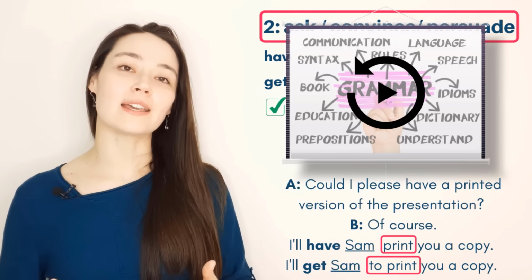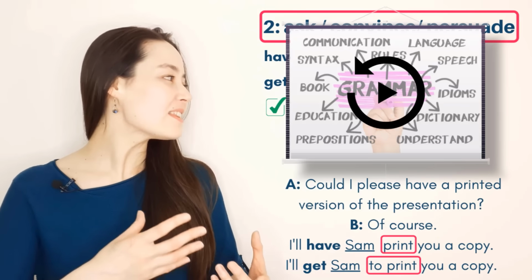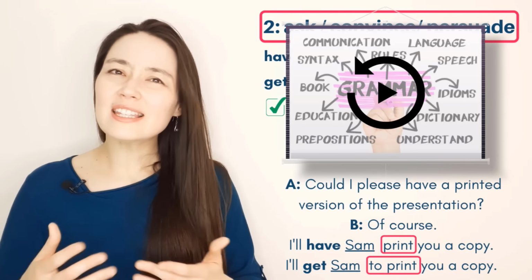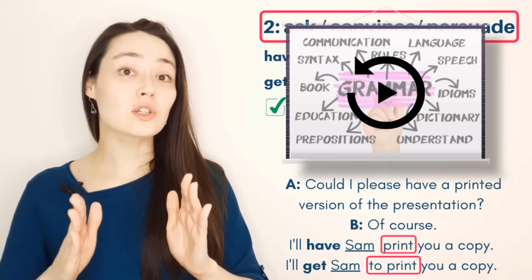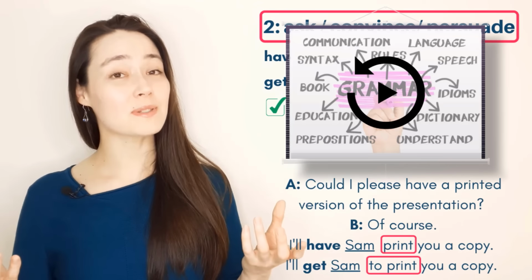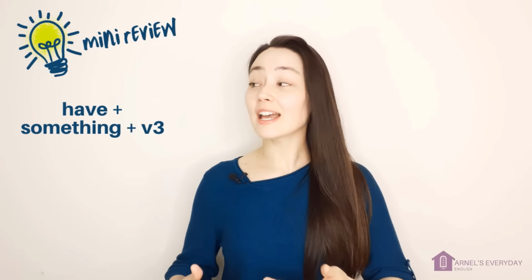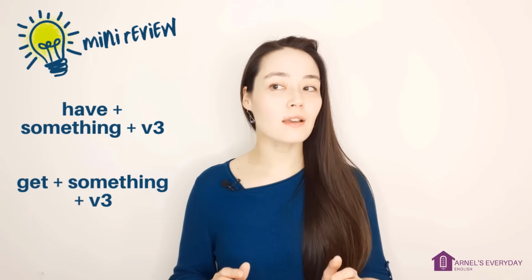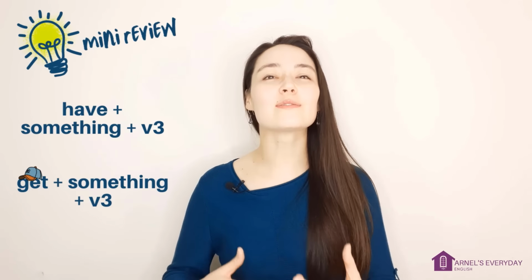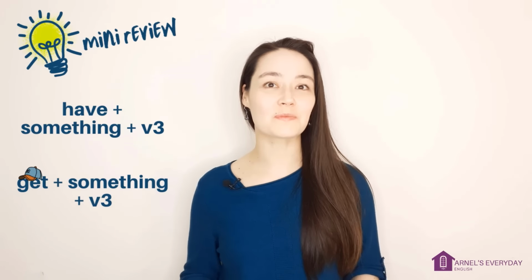Imagine Sam is my assistant. In this case, you can see there really isn't any difference. So it's good to have that feeling, but sometimes they can be interchangeable. Mini review. Have something, verb 3. Get something, verb 3. Yes, they mean the same thing, but get is a little bit less formal, more conversational.